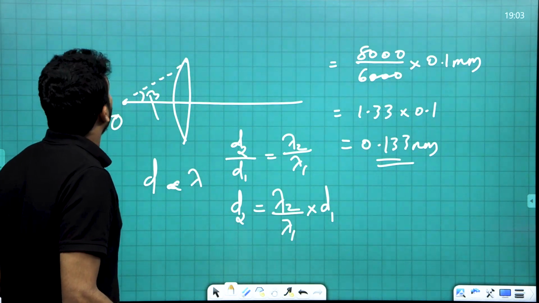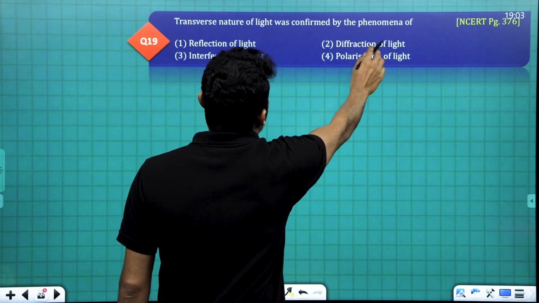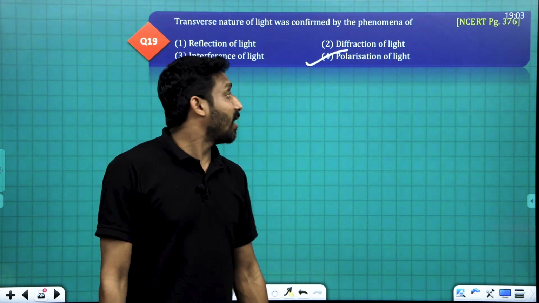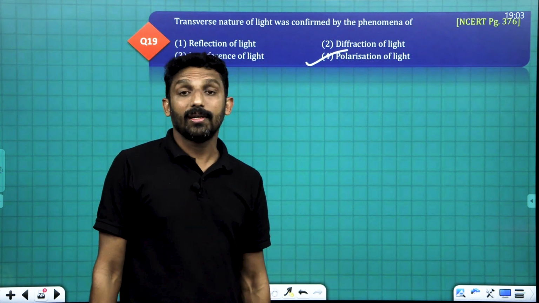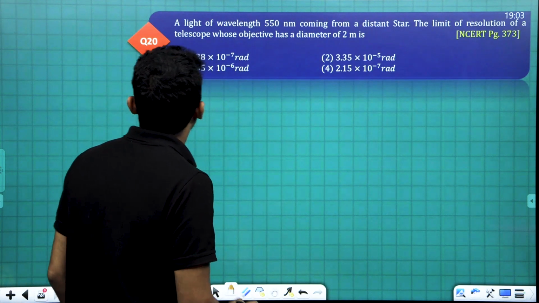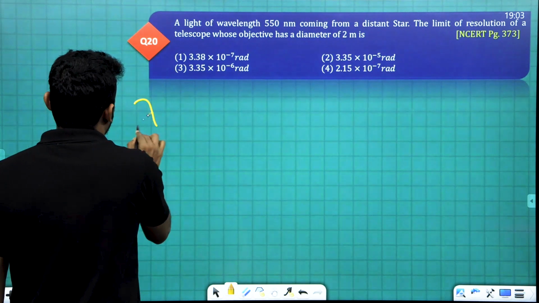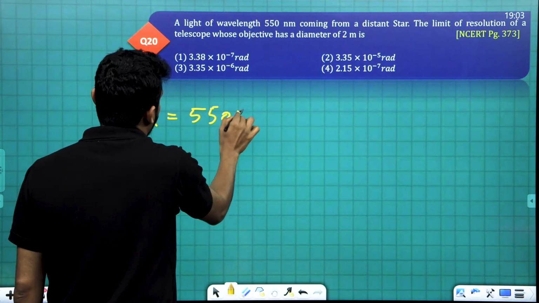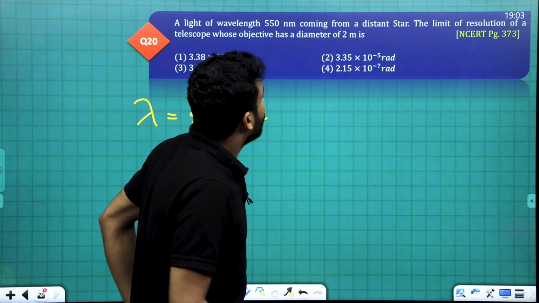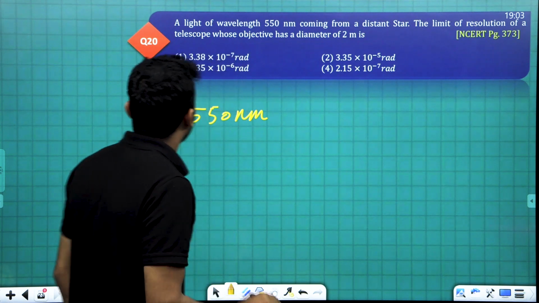Moving to question number 19. The transverse nature of light was confirmed by the phenomenon of polarization of light. The fact that light has a transverse nature is proved by polarization. The final question: a light of wavelength 550 nanometer, coming from a distant star. The limit of resolution of a telescope whose objective has a diameter of 2 meters is?